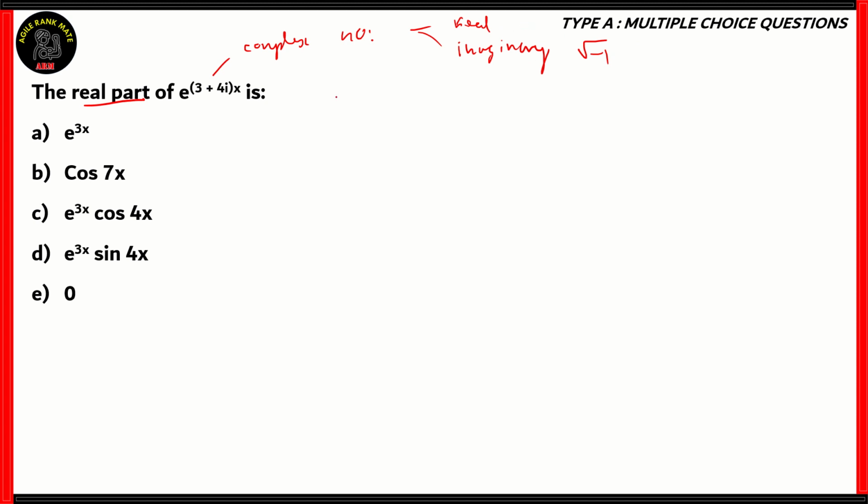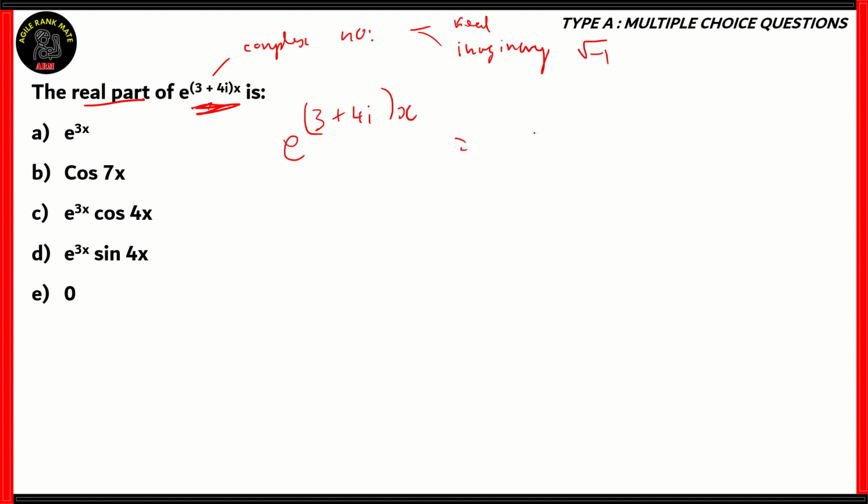So let's look at the complex number that we have. It is e raised to 3 plus 4i times x. Now, according to the laws of exponents, e raised to 3 plus 4i is the same thing as e raised to 3 times e raised to 4i.